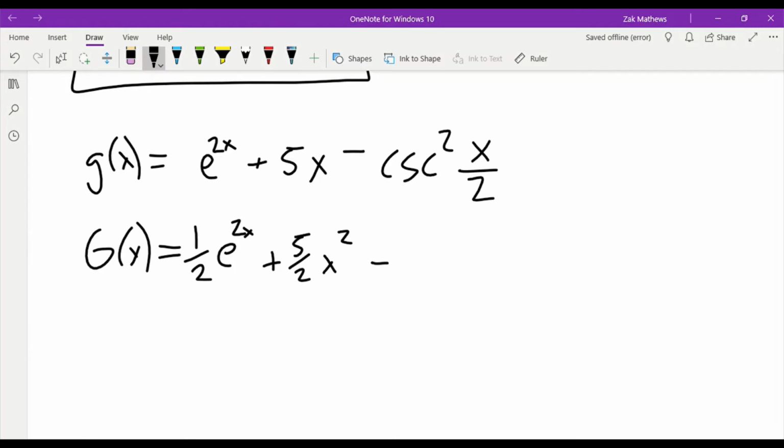And then finally, the antiderivative of cosecant squared is cotangent.